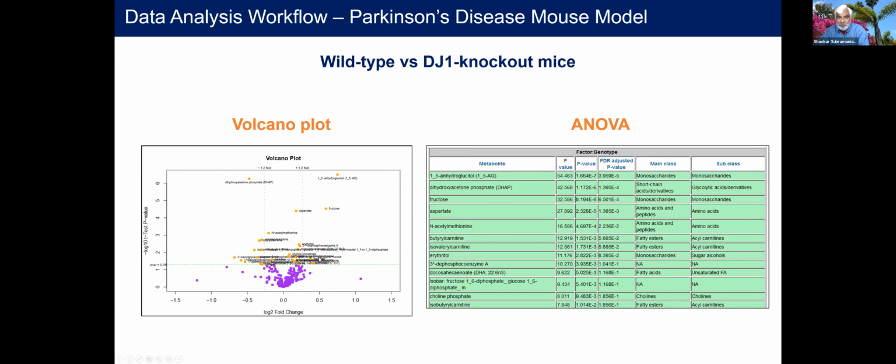For example, a volcano plot looks like this. For instance, I can say, hey, this is very significantly downregulated, very significantly upregulated. Fructose, for example, or anhydroglycitol, for example. So I can then map all of these. I can look at the F value, the P value, the false discovery rate, adjusted P value, look at the class of metabolite, subclass of metabolites.